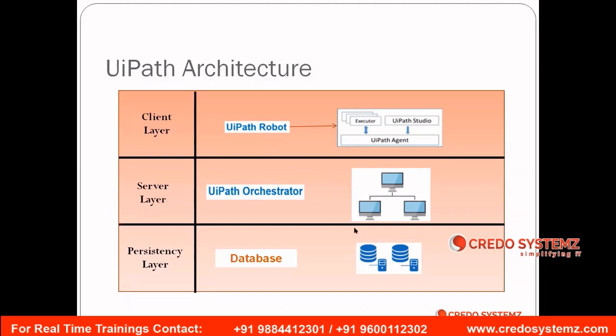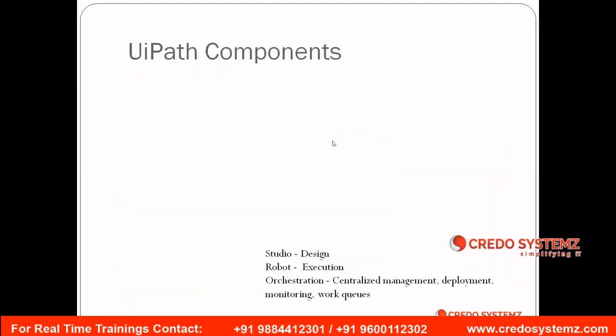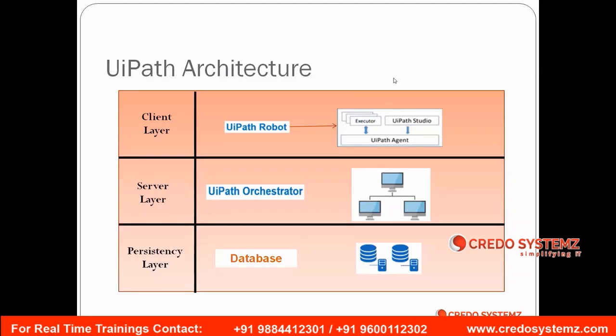And in case you interact with a database or anything, it comes in the persistency layer. Usually this is not the case. You would have studio and a robot installed on the developer machine, which will be your client layer, or on your end user's machine. Then you would have the orchestrator available as a single orchestrator. UiPath offers a web-based, cloud-based orchestrator. It would be installed on a particular machine, and anybody would be able to use it. That is what they mean by the server layer.